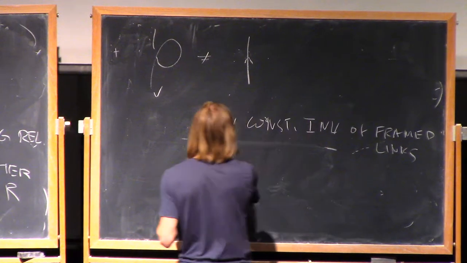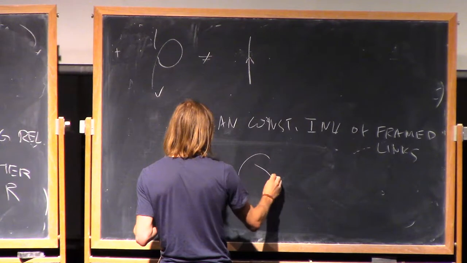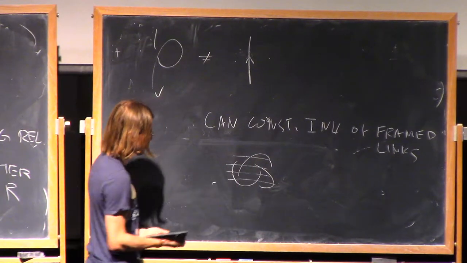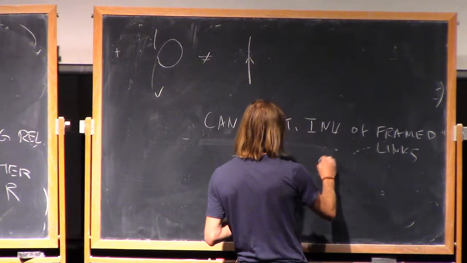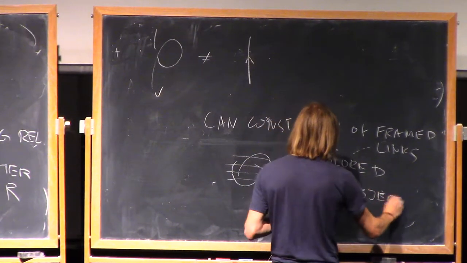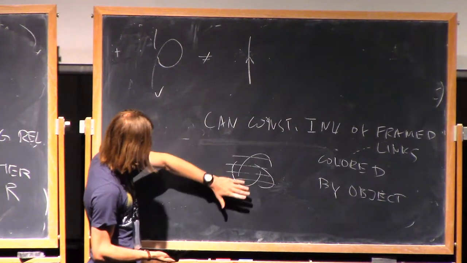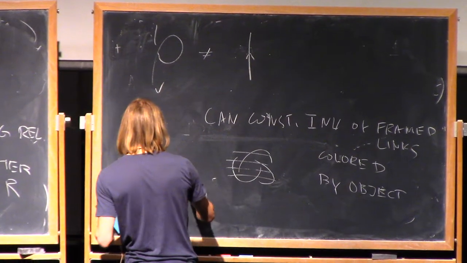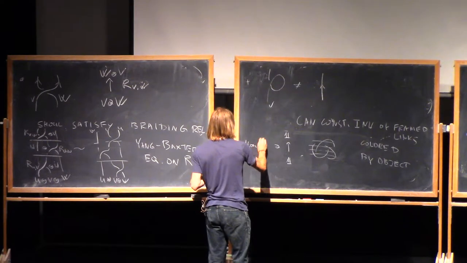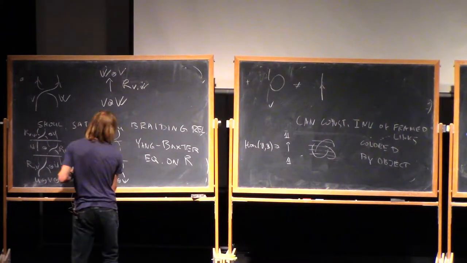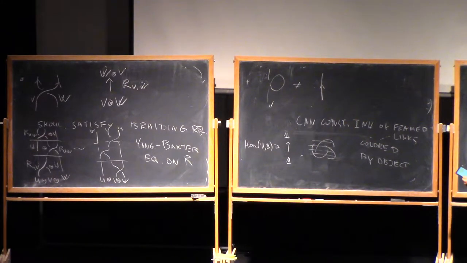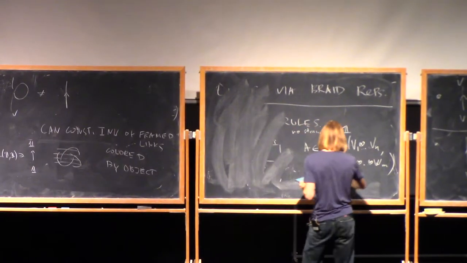If I have a framed link, I can start reading it in some direction and color it by objects. So how do I do this? If I take a framed link and start reading it using these rules, I obtain some morphism from the identity object to the identity object. And in simple cases, this is just isomorphic to C, and we just get a complex number invariant. Okay, so this was a review of the ribbon structure on a category.